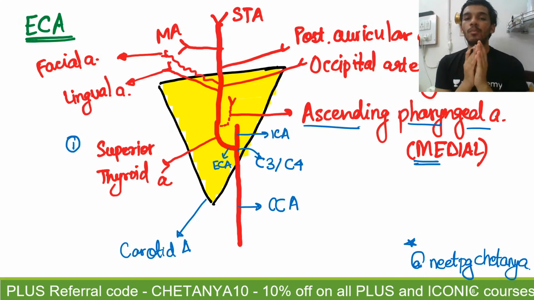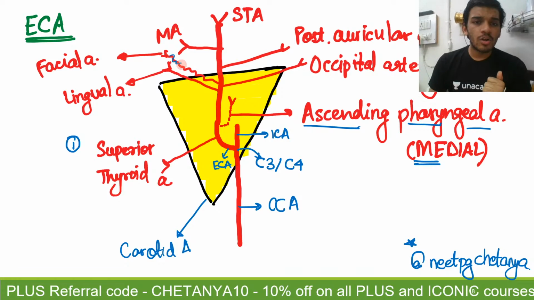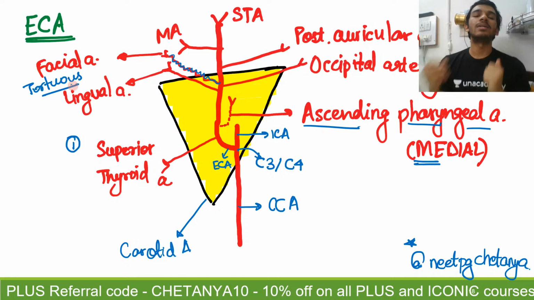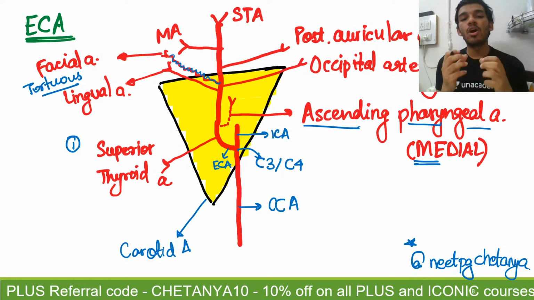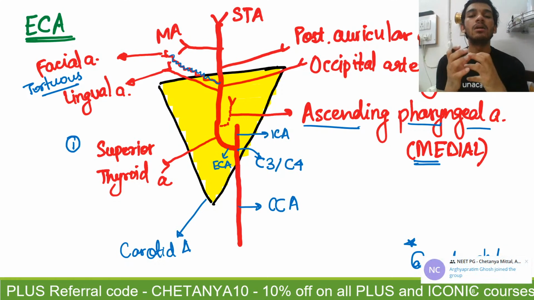Now if I go further upwards, you will see that there are 2 arteries going. One is the facial artery. So first you'll have the lingual artery coming out, then you'll have the facial artery coming out. And why have I drawn this facial artery like this? Because the facial artery is tortuous in its course. Why is it tortuous? Because it is present in the face where you'll have a lot of movements because of the facial expressions, so that it does not get constricted or blocked because of this. That is why the facial artery is tortuous.